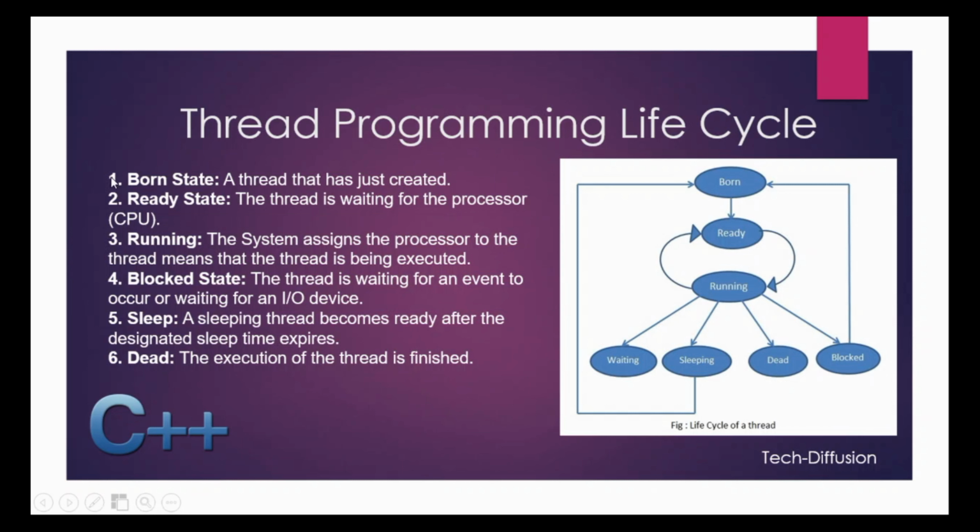In a similar way, I explained: born means the thread is just created, ready means the thread is waiting for the processor or CPU, running means the system has assigned the processor and the thread is being executed. Blocked state means the thread is waiting for an event. Like I have four pens, right? Black, blue, green, red. The red pen I need, but the red pen is held by another person. So I need to wait, and at that time I will be in the blocked state.